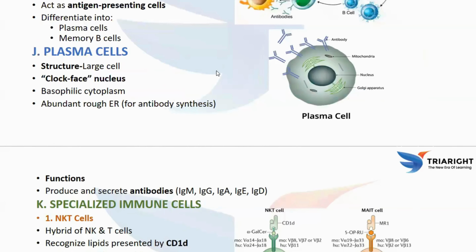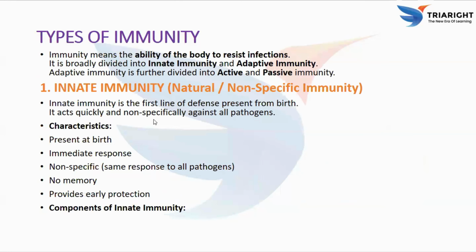So next, coming to types of immunity. What are the types of immunity? First of all, what is immunity? Immunity is the ability of the body to fight against infections and protect itself from diseases.